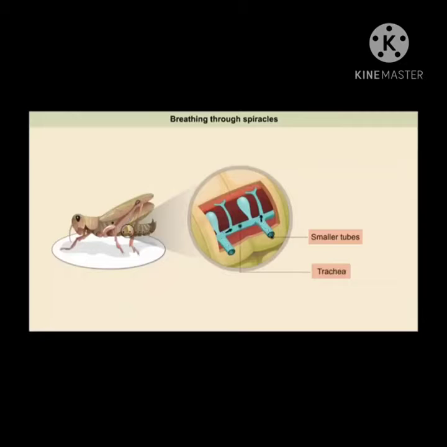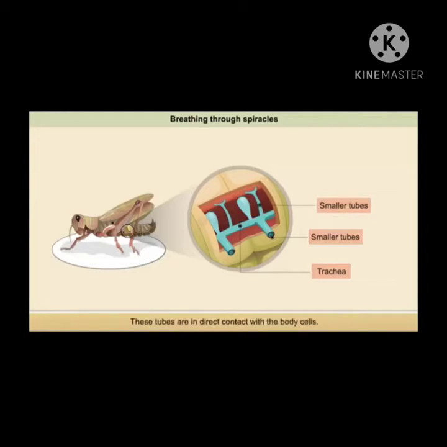Air moves into the trachea through spiracles. The trachea is in turn connected to smaller tubes. These tubes are in direct contact with the body cells, so the circulatory system in insects does not play a role in carrying oxygen.